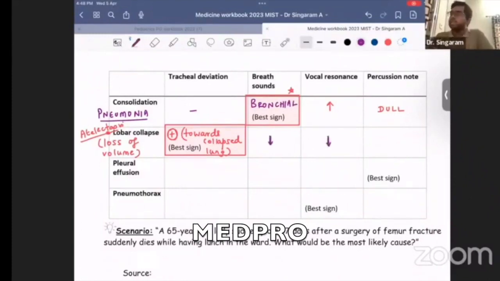What about the percussion note? Again, the percussion note will be dull only, because you don't have a good amount of lung there. So, dull note. Very correct. Okay, then what about pleural effusion? Do you think an answer?